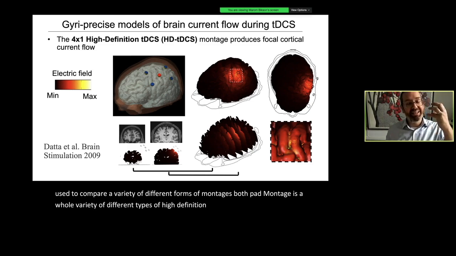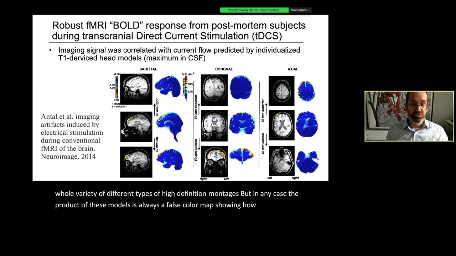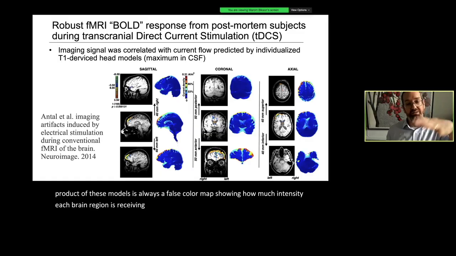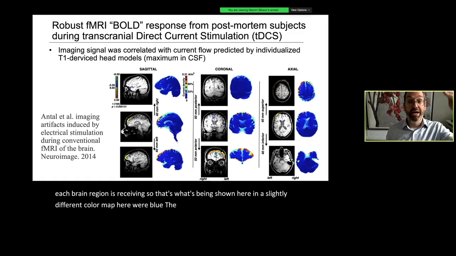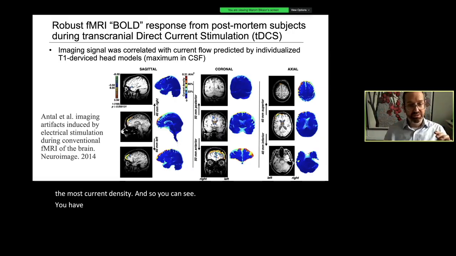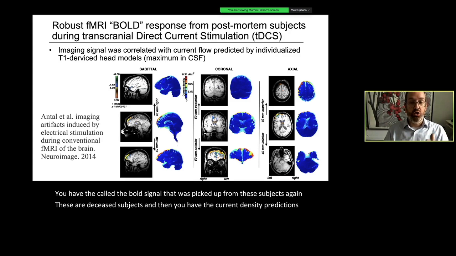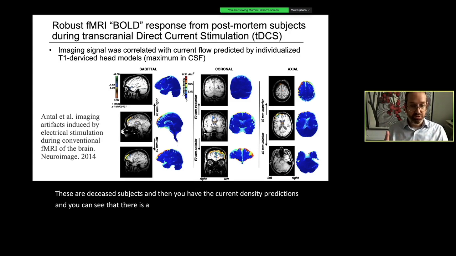But in any case, the product of these models is always a false color map showing how much intensity each brain region is receiving. So that's what's being shown here in a slightly different color map, where blue, the cooler, is no current density, and red is the most current density. And so you can see, you have the BOLD signal that was picked up from these subjects. Again, these are deceased subjects. And then you have the current density predictions. And you can see that there is a strong match between them. You can see that just by eye.